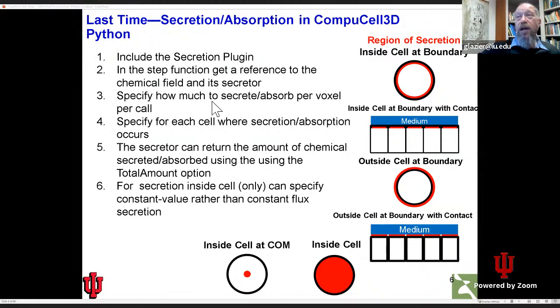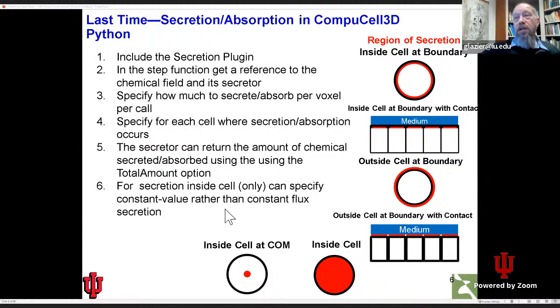Then we have to say how much a secretor should absorb per voxel per call, because the secretor works both for measurement, actually three ways: to measure the field, to secrete into the field, or absorb from the field. Use the same secretor. Specify which cells are going to be doing the secreting, absorbing, or measuring. Determine whether we want it to tell us how much has been secreted or absorbed by that cell, which is usually a pretty useful thing to have.